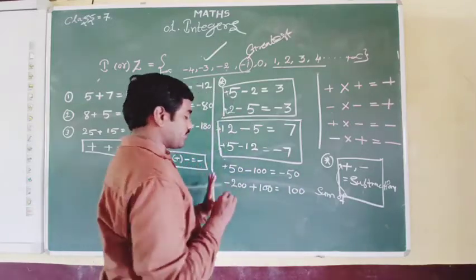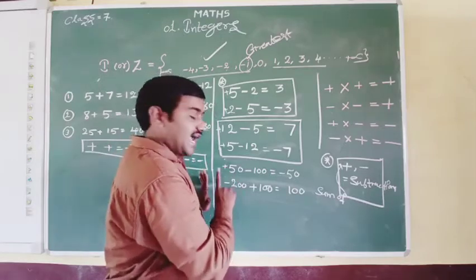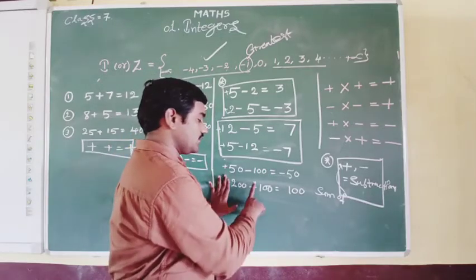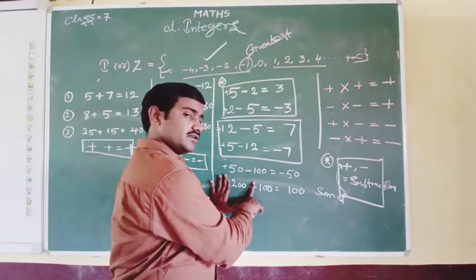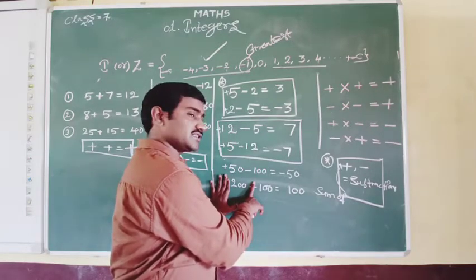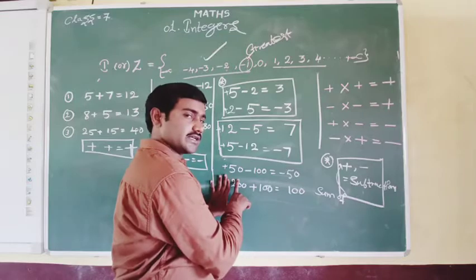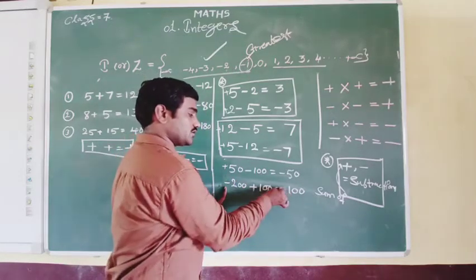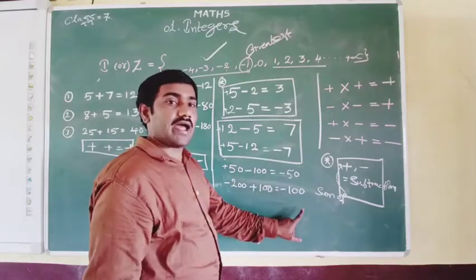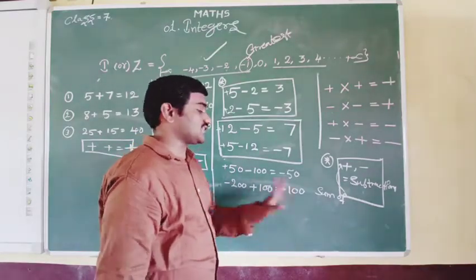Always see that, when you don't mind the signs, here there is a 200, here there is a 100. Which of these is greater? 200 is the greater number. What is the symbol before the number? Minus. Hence you get the minus. The bigger number's symbol will come as the answer's symbol.